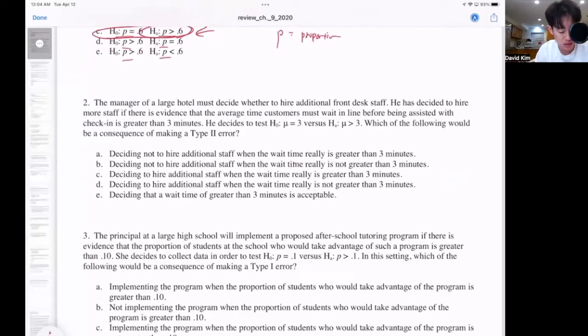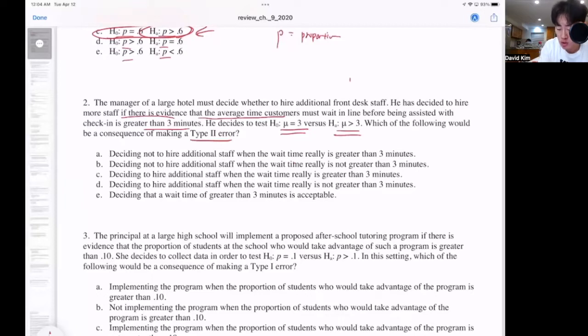Number two, the manager of a large hotel must decide whether to hire additional front desk staff. He has decided to hire more staff if there's evidence that the average time customers must wait in line before being assisted with check-in is greater than 3 minutes. So there is your null and there is your alternative. Which of the following could be a consequence of making a type 2 error?